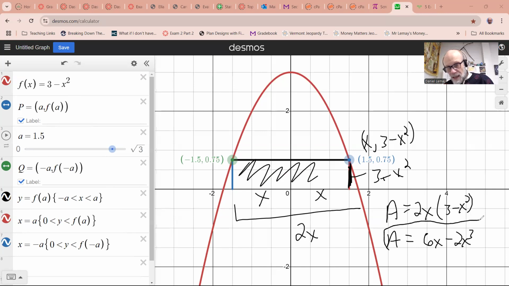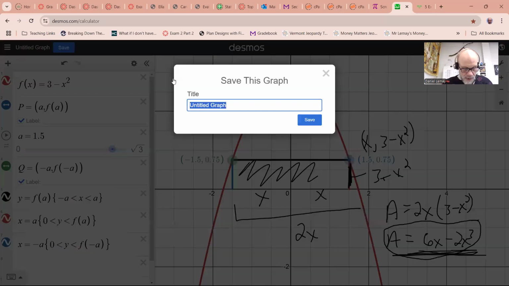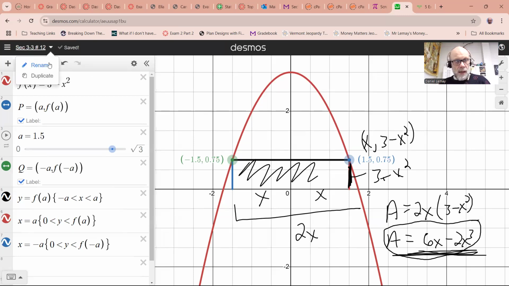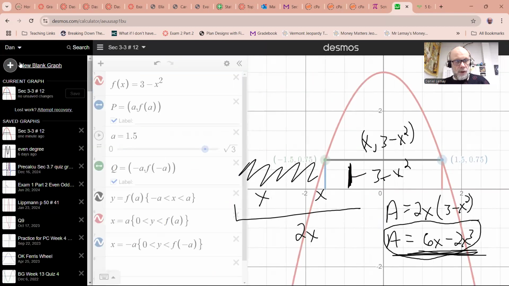That's a polynomial, and it's not an easy polynomial to find the maximum and minimum of. It isn't like a parabola where we can do that negative b over 2a trick. So at this point in this course, we're just going to graph that area function and find the maximum. Give me a minute here. I'm going to save this because I like the way this came out. I'm going to call this section 3 number 12, so it's saved in this account. And now I'm going to do a new blank graph.